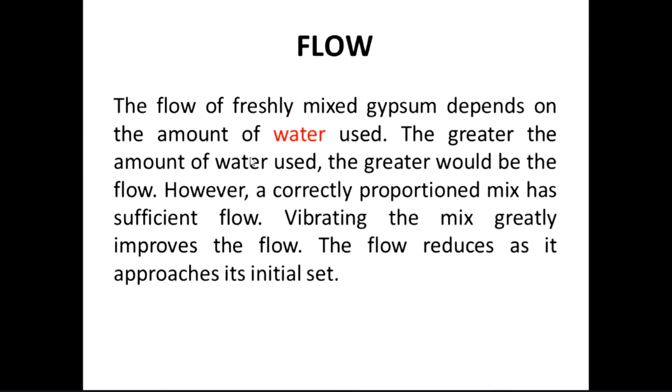Number 5, detail reproduction. Gypsum products reproduce details of the oral tissue. Type 1 and 2 reproduce 75 micrometers, while the other types reproduce 50 micrometers. That's why type 1 and 2 are weaker.